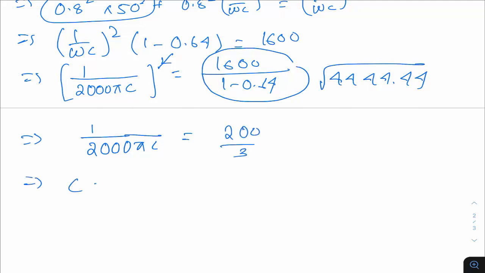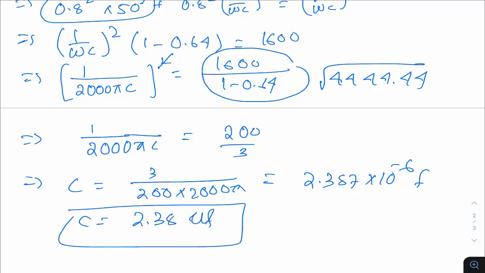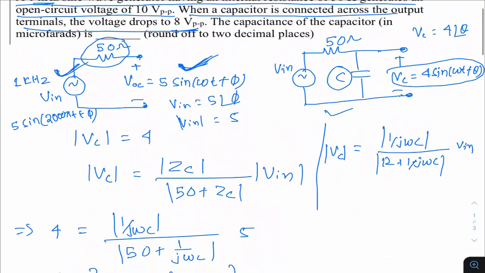That means what is C if I ask you? So C is basically 3 by (200 into 2000 pi), isn't it? And if you simplify this, this is 2.387 into 10 power minus 6 farad. So C equals 2.38 microfarad. So this is the answer. Okay. So the answer of this question should be 2.38. So very simple question. Okay.